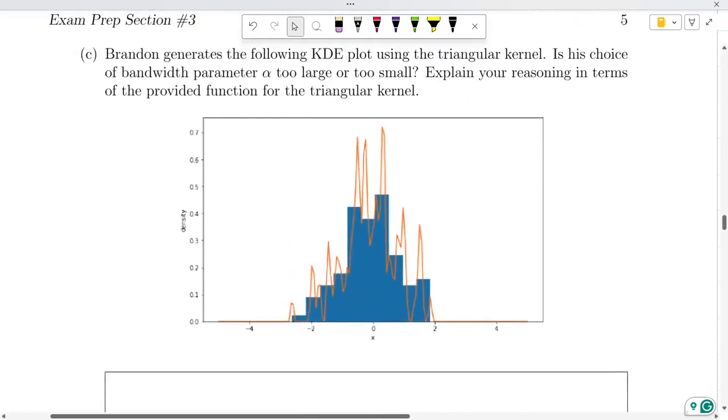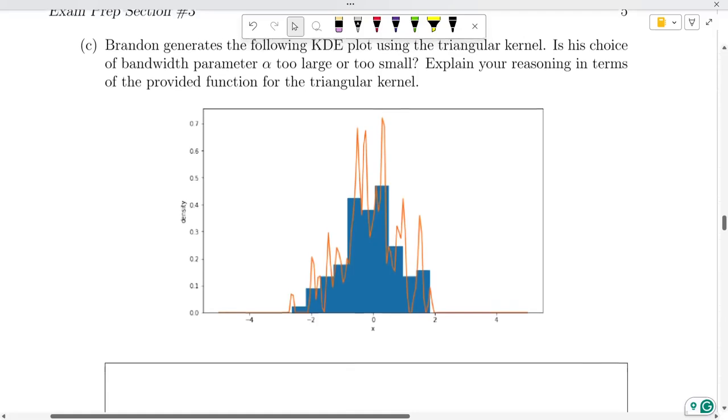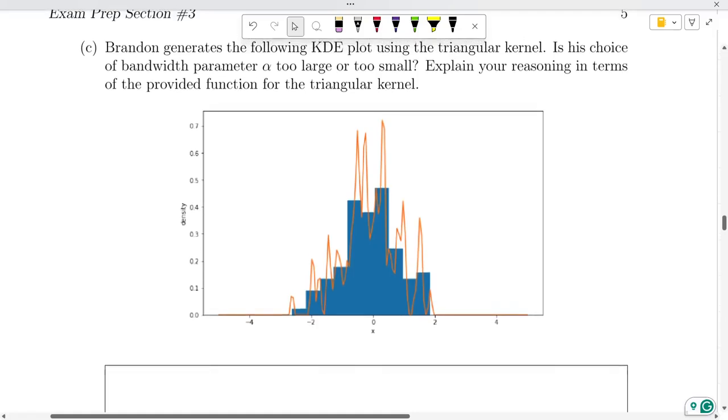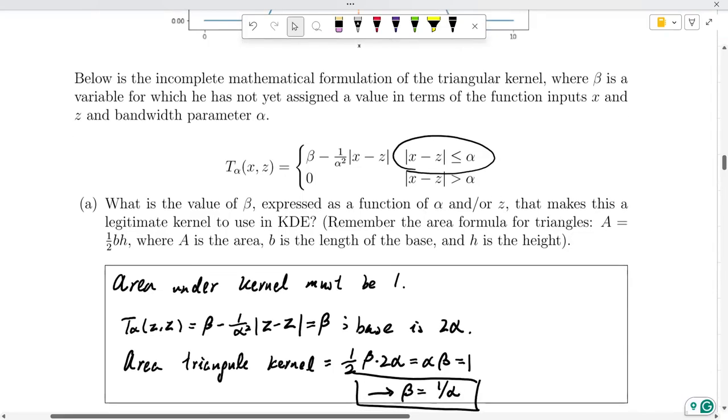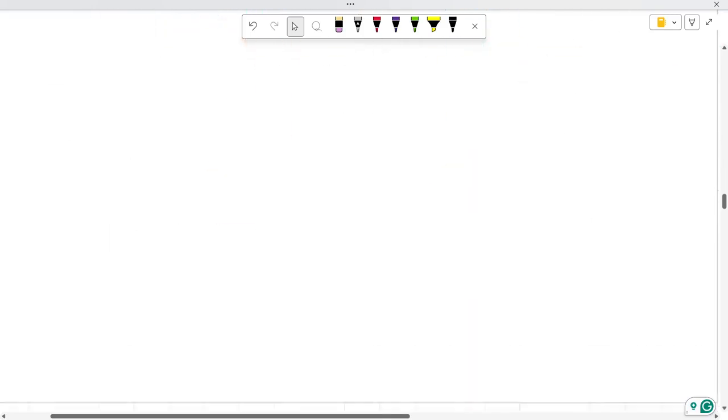Now let's look at C. Suppose I generate the following KDE plot using the triangular kernel. Is my choice of the bandwidth parameter alpha too large or too small? Well, first of all, let's figure out what alpha is really doing. We know that the value of alpha decides the base, and particularly the larger alpha becomes, the wider the triangular kernel becomes. And in this case, the lower the height of the triangle, because you can see that the height of the triangle is inversely proportional to alpha.